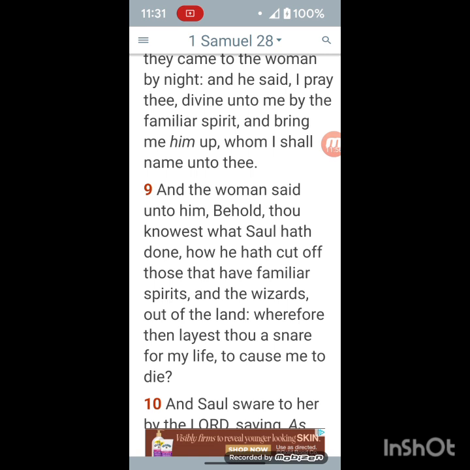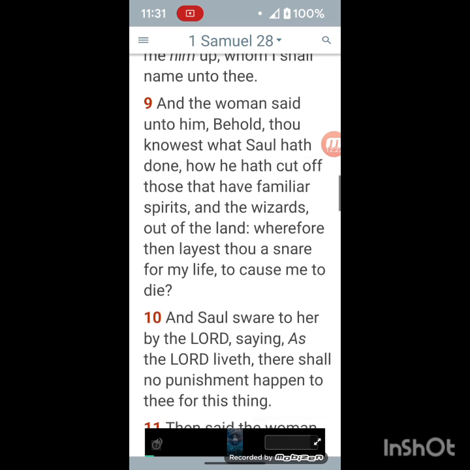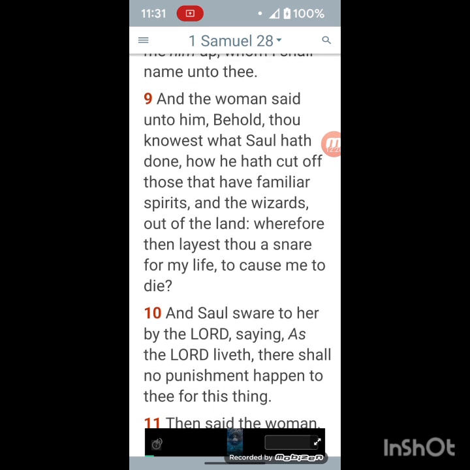So, you know, she wasn't trying to get that smoke, because like the scripture says, thou shalt not suffer a witch to live. All right. She would die, and Saul kicked them all out. All right. Continuing on, she says, wherefore then layest thou a snare for my life to cause me to die? So once again, she wasn't trying to get that smoke. She knew the law, but she dealt with those familiar spirits.